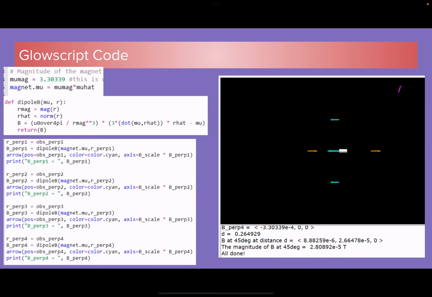In our GlowScript code, we set up mu mag and then put all of our known values into the B formula in order to find the magnetic field the bar magnet was causing, as well as finding the perpendicular components of each one as well. We found that the magnitude of B at 45 degrees is 2.8e-5 Tesla, which again is a little bit off from what we found experimentally.